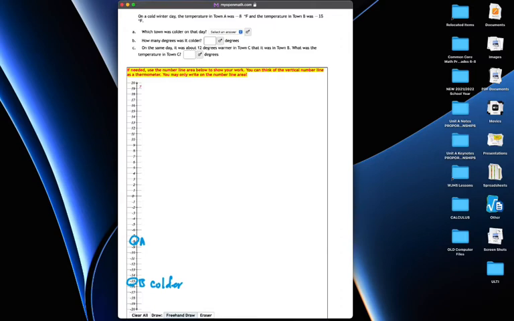The next question is for part B, how many degrees colder was it? Well, we can simply count if we can't tell by looking. It was 1, 2, 3, 4, 5, 6, 7 degrees colder.